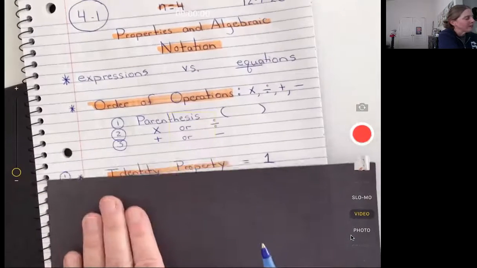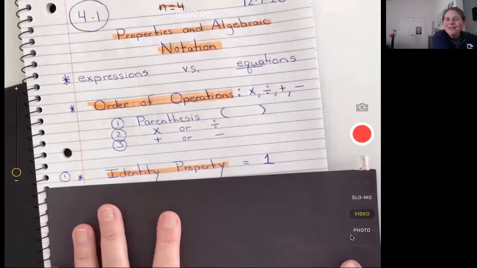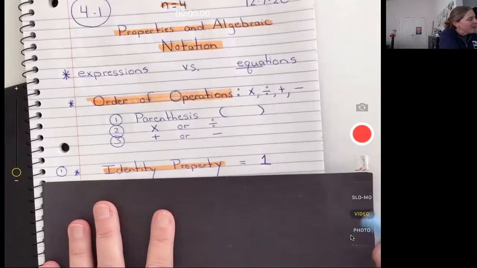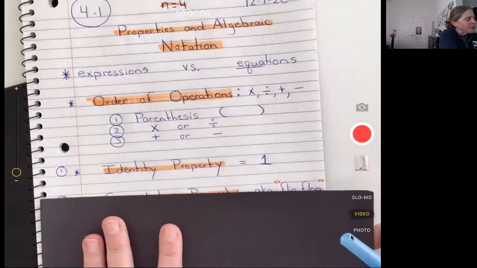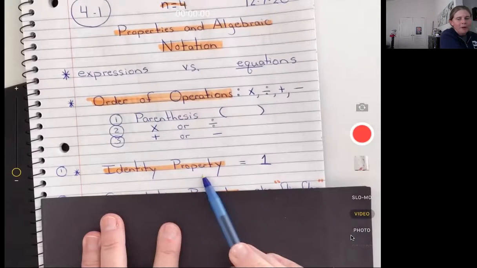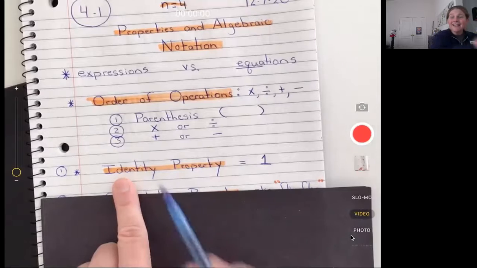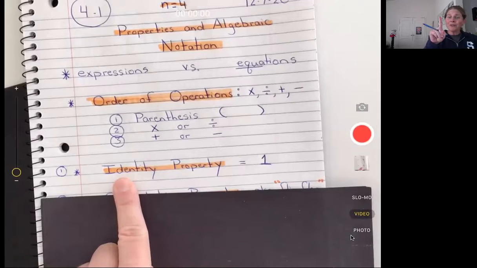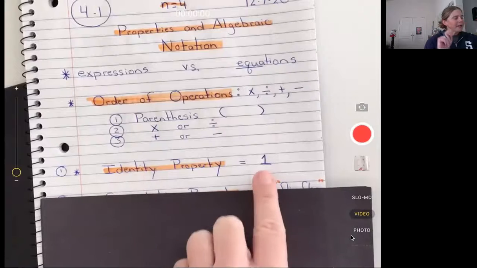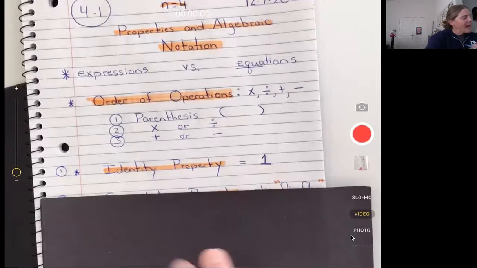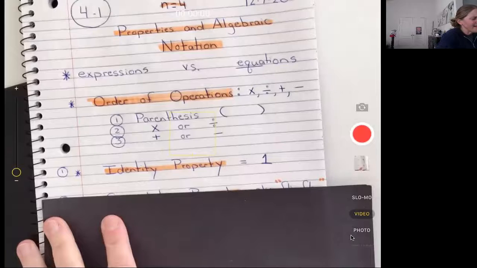That's important. Now we've got some properties. These properties should sound familiar. The first one that I want to talk to you about is the identity property. Identity, when someone says your identity, that's you. That's one person, right? So keep in mind that the identity property has a value. It's just 1.